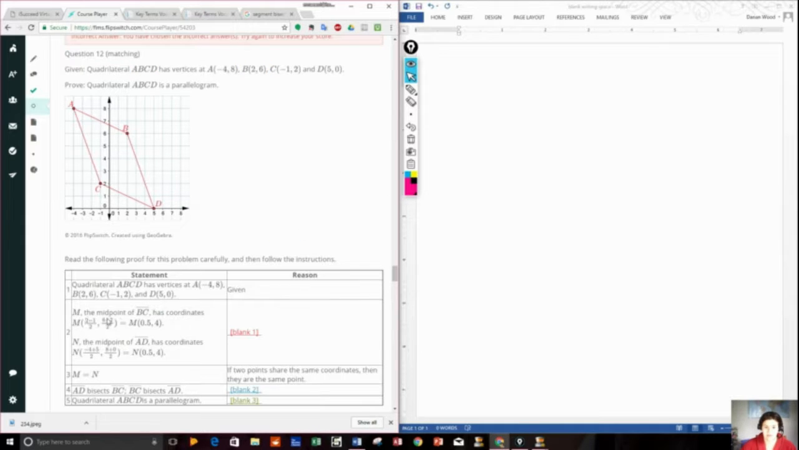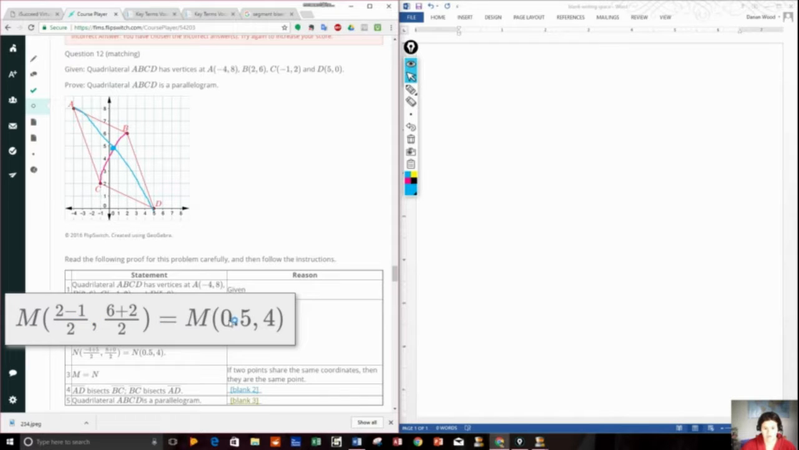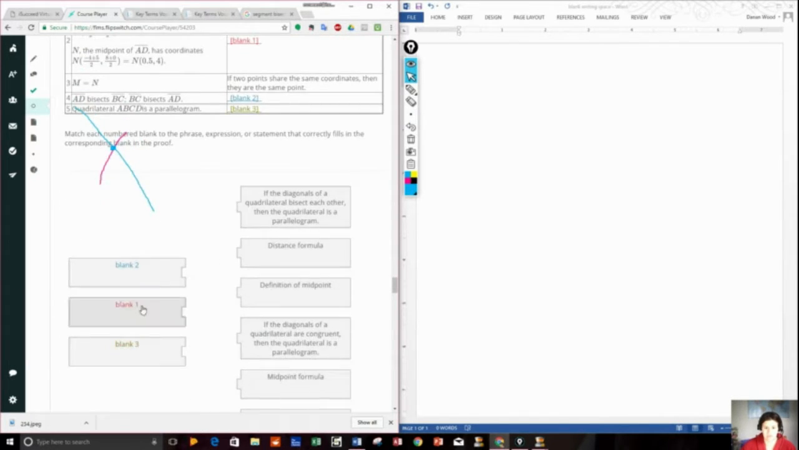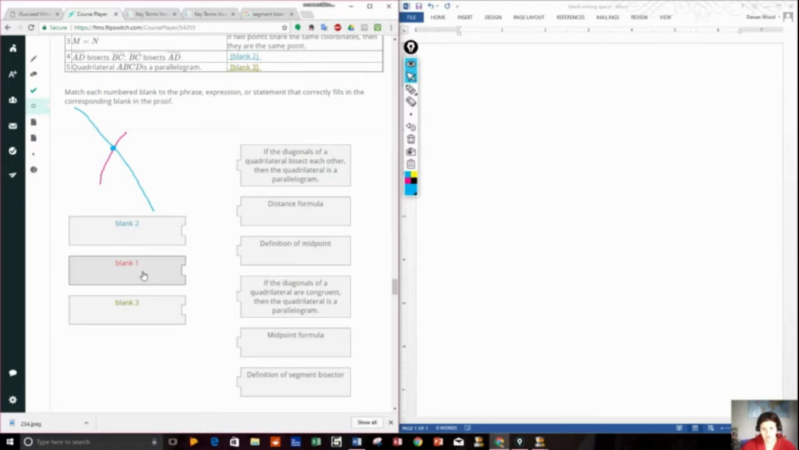So M, the midpoint of BC, has coordinates here. So what were they doing there? And N, the midpoint of AD. So there's our midpoint right there. And I know those are beautifully straight lines. So N and M have these coordinates. So the reason blank 1. Well, I'm looking right here and they use the midpoint formula in order to find those midpoints. So blank 1, I'm looking for midpoint formula.